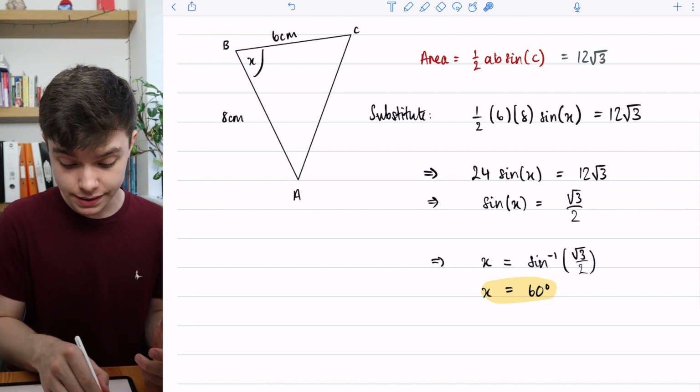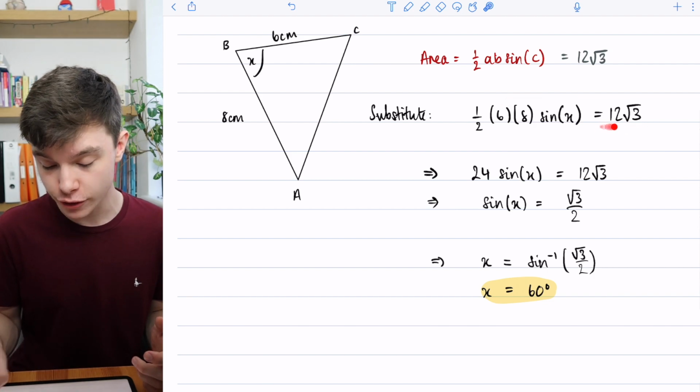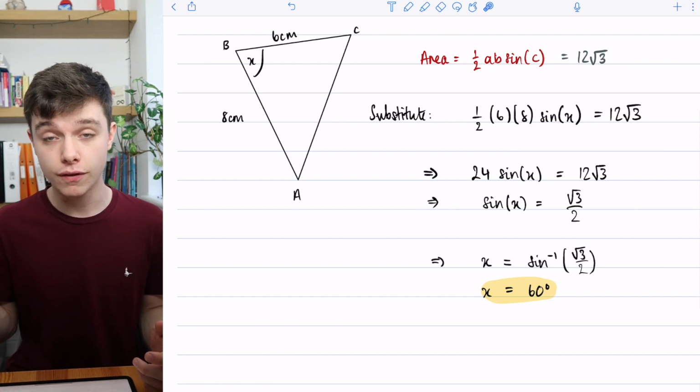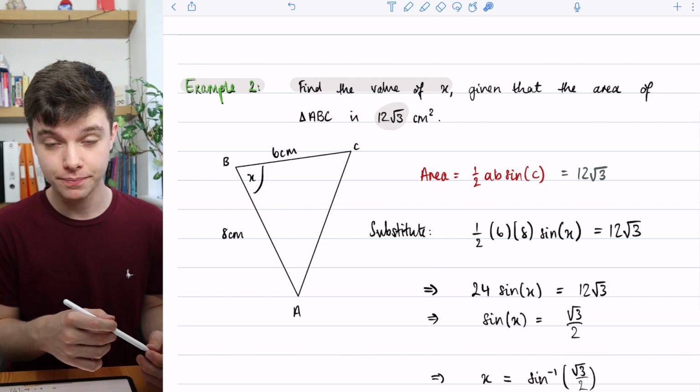And so if we were to substitute this x into this formula now, it would give us 12 root 3 as the area of the triangle. And we know that's correct because that's what we were told there.